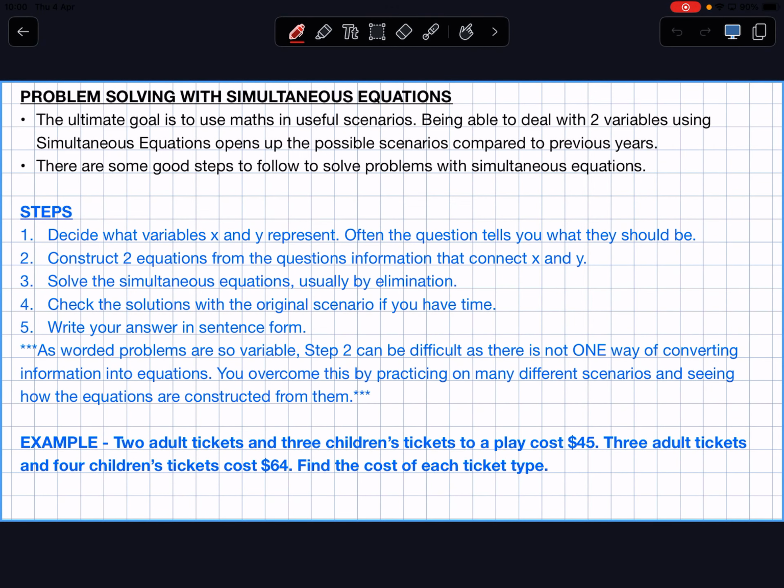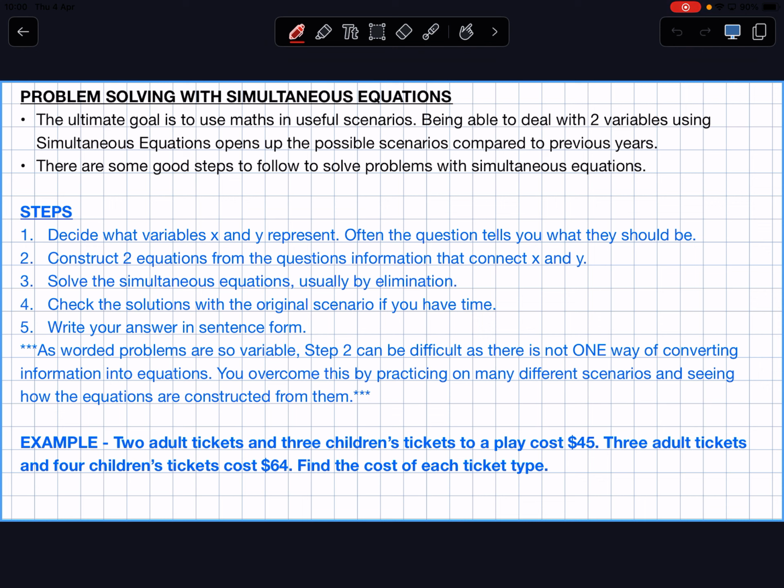Okay, I'm not teaching you any new maths here, but all of these strategies to solve simultaneous equations, ultimately the goal is to use them to solve worded problems. Okay? No one likes worded problems, so you need to practice transforming the words into maths. There are some good steps to follow to solve problems with simultaneous equations.